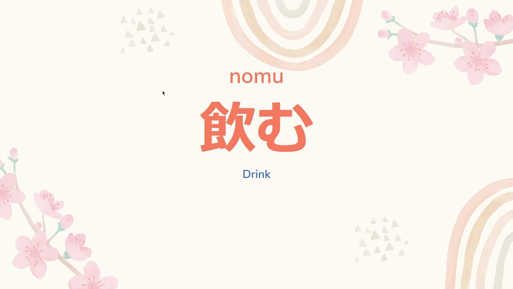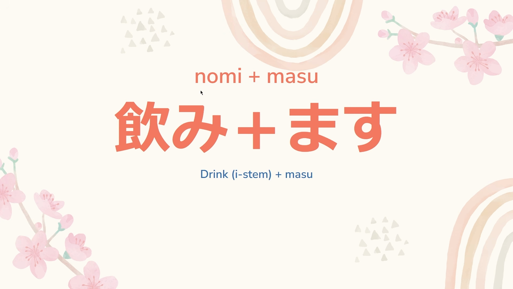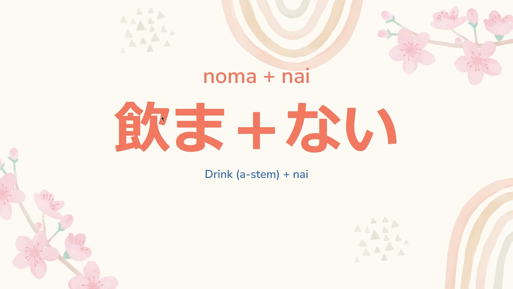Similarly, it will also apply to another Godan verb like nomu, meaning drink. First, let's break down the stems that it has. It has noma, nomi, nome, and nomo. Again, to make this formal, we have to put it into its I stem, so we would go nomi, then add masu, and if I wanted to say don't drink, I would switch it into its A stem, noma, then add the helper adjective nai.